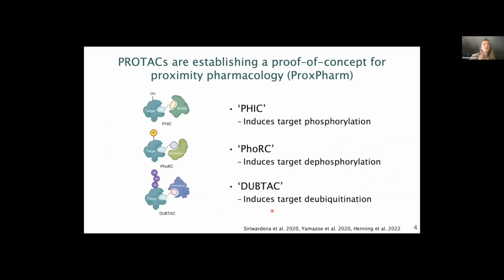But the field has also moved on beyond PROTACs and into the realm of inducing any post-translational modification. For example, a PHICS, a phosphorylation inducing chimera, recruits a protein kinase to induce phosphorylation, or the reverse by recruiting a phosphatase to remove the phosphorylation, or the reverse of a PROTAC that recruits a deubiquitinase to remove the ubiquitination of a target.